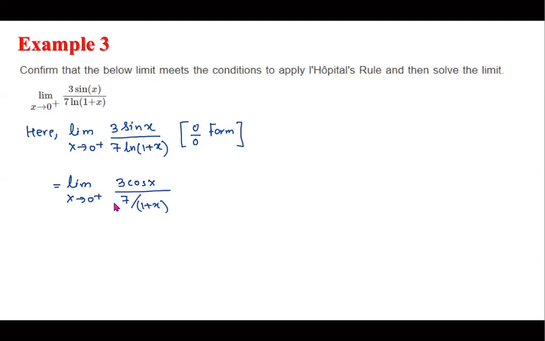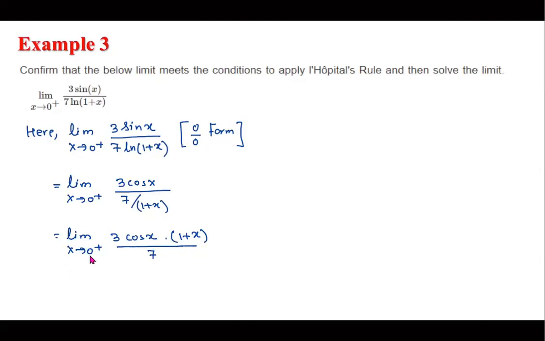Now we can simplify this a little bit and rewrite it like this. Limit as x approaches 0 from the right of 3 cosine x multiplied by 7 over 1 plus x. This will go to the numerator and multiply, 1 plus x over 7. So once we get that, we'll try to do the direct substitution to see whether it works or not.